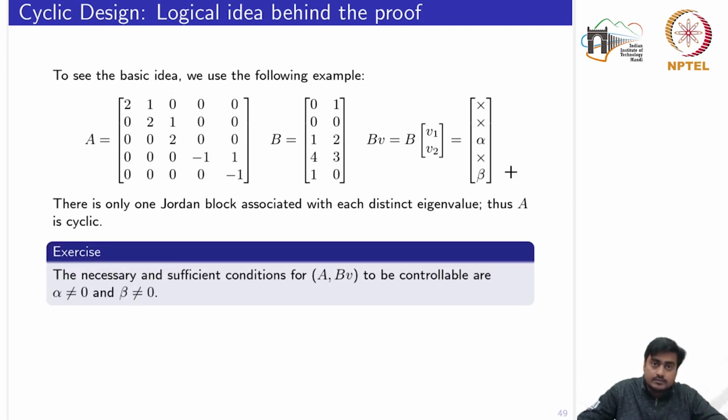Now one of the problems we had discussed during the tutorial of the controllability week is that the necessary and sufficient condition for the pair A, Bv to be controllable is that alpha and beta should not be equal to 0. In fact, this is also one of the results whose proof we had seen through numerical examples during the tutorial classes, or you can prove it yourself as well.